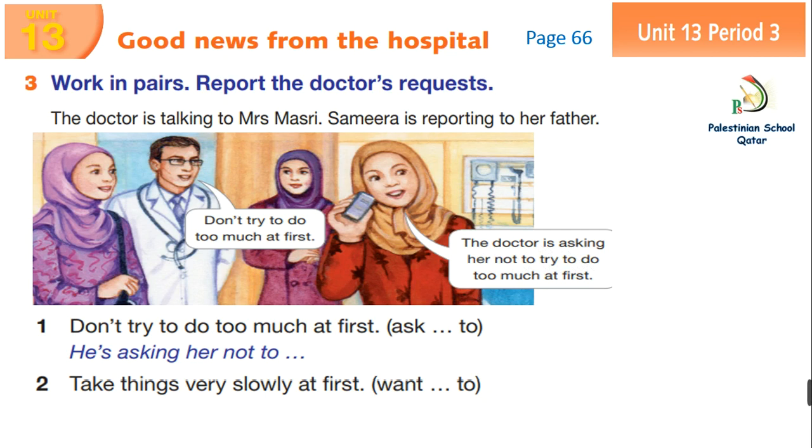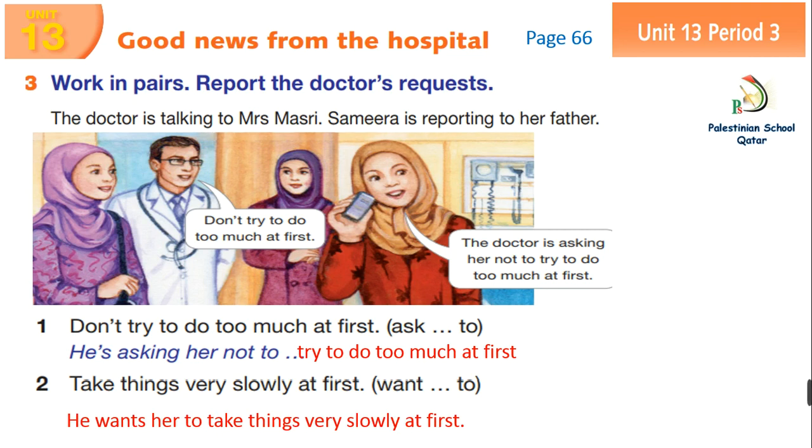So the number one is already finished because we spoke about that. Don't try to do too much at first. So they want us to use ask and to. So he's asking her not to try to do too much at first. What about number two? Take things very slowly at first. Now the doctor says, take things very slowly at first. It is reported like this. He wants her to take things very slowly at first.